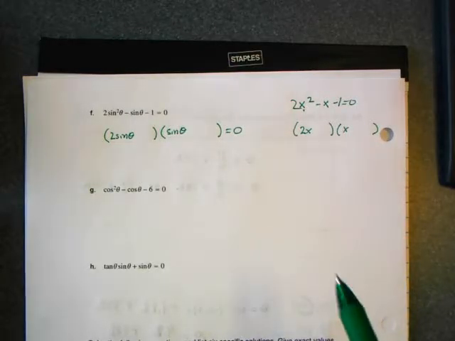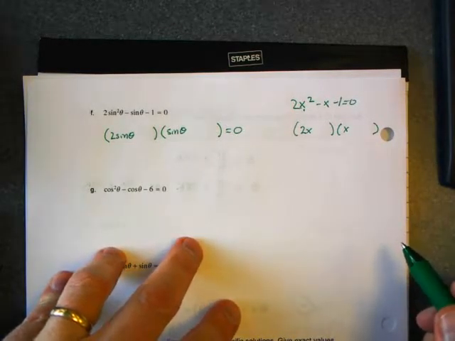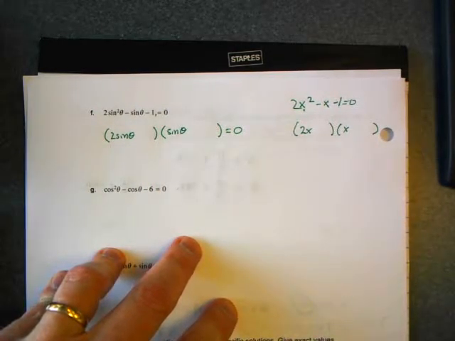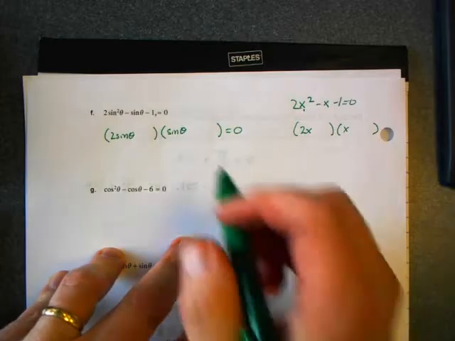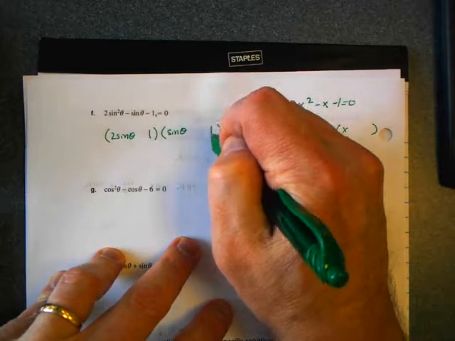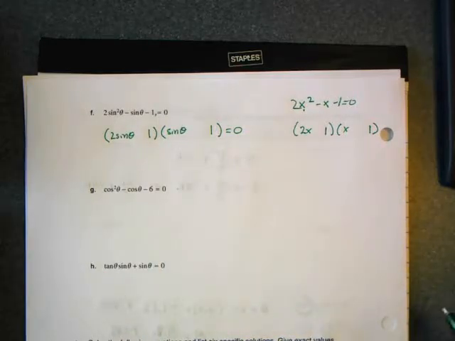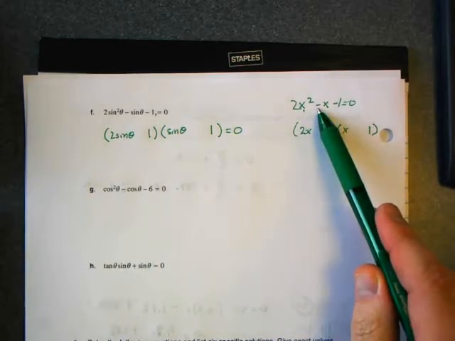And then how do I get the 1 on the end? Well, there's only one way to get a 1. That's a 1 and a 1. Again, 1 and 1 over here. And then I got to check my signs, and I got to make it come out with a negative 1 in the middle.